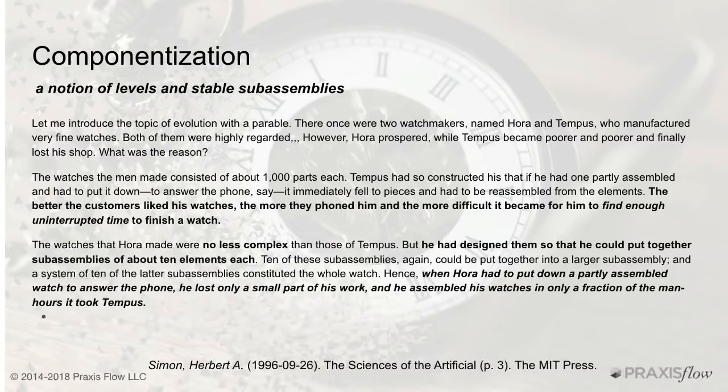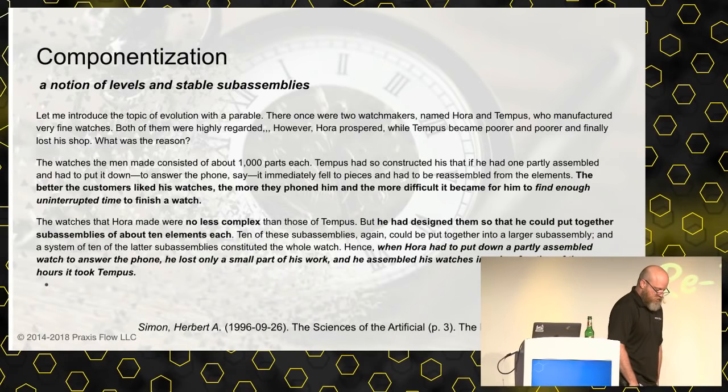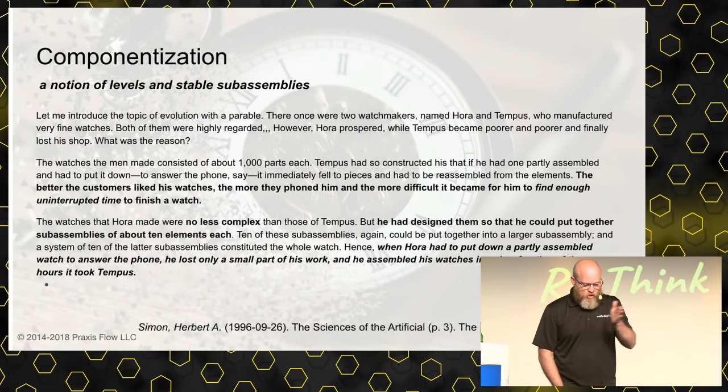Componentization, this is a very long text slide. I won't read the whole thing to you. But it is from Herbert Simon, and he calls it the story of Hora. And what it basically says is this. He compares two watchmakers. They both make watches that are equally complex.